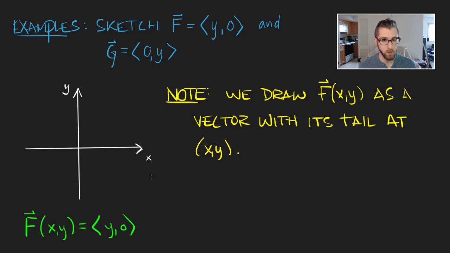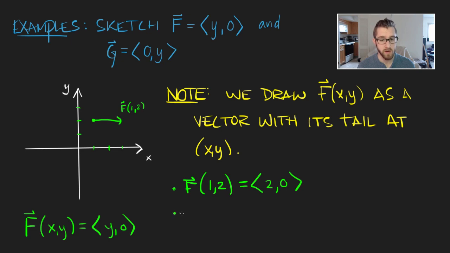Let's just pick a point, say 1, 2. F of 1, 2, according to this formula, should be the vector 2, 0. So to draw this, I'm going to go to the point 1, 2, which is here, and I'm going to draw a vector that points in the x direction by 2 and in the y direction by 0. So I've done that here. This is F of 1, 2. And that's how it goes. I just want to draw more of those. Let's say we draw F of 1, 1.